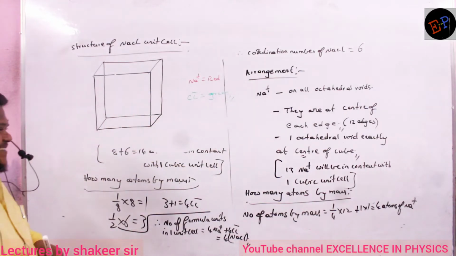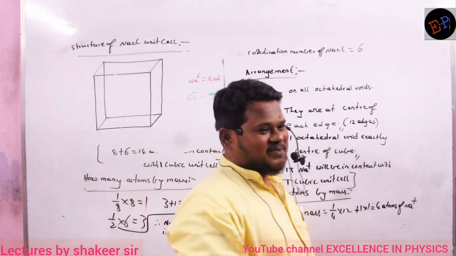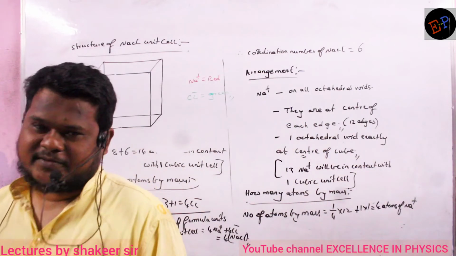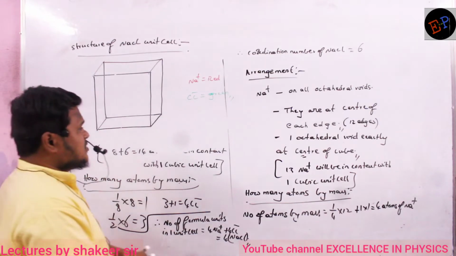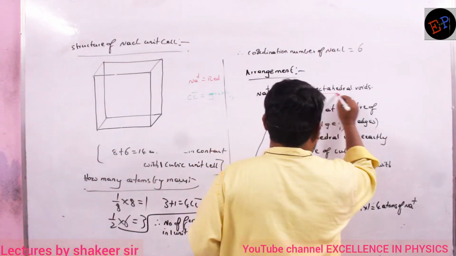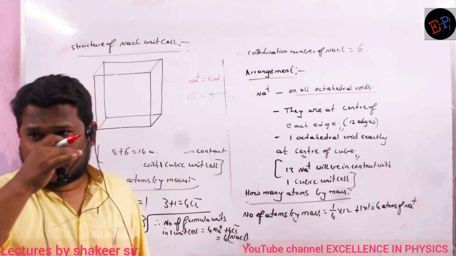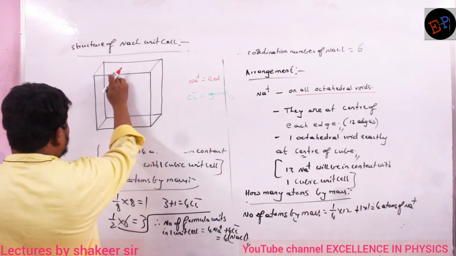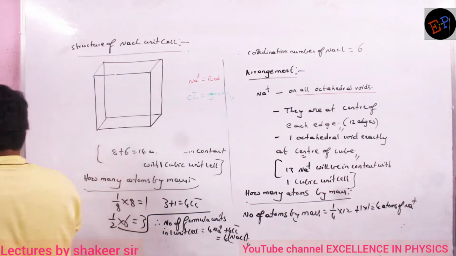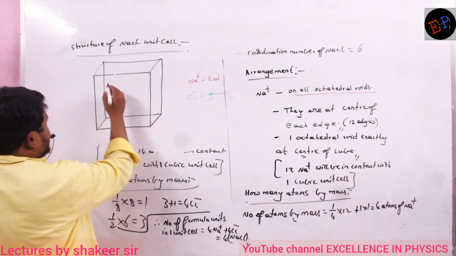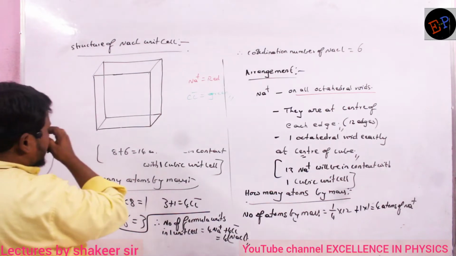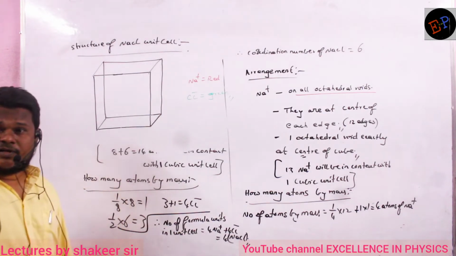Now can you say what is the arrangement of Na plus? Where will Na plus be present? On all octahedral voids. Understood? So see here I have written, all Na plus are arranged on octahedral voids. And what is the arrangement of octahedral voids? Octahedral voids will be present at the center of each edge. Clear? And also one octahedral void will be present exactly at the center of the unit cell.